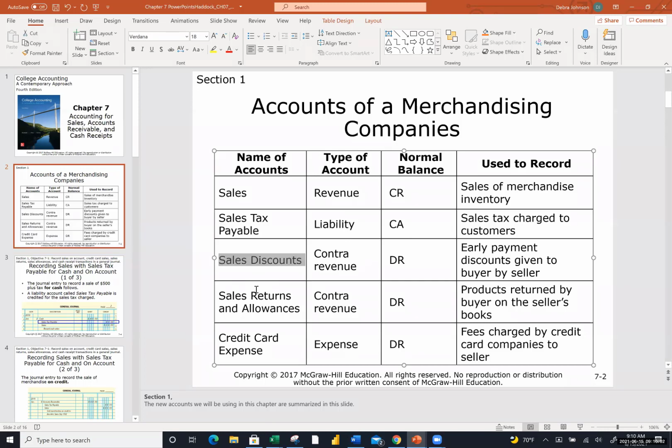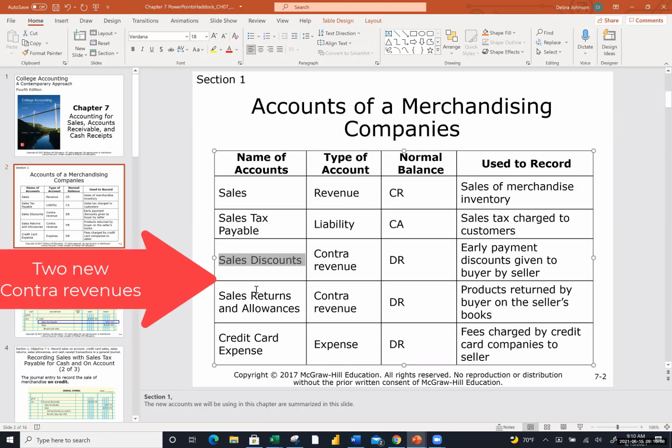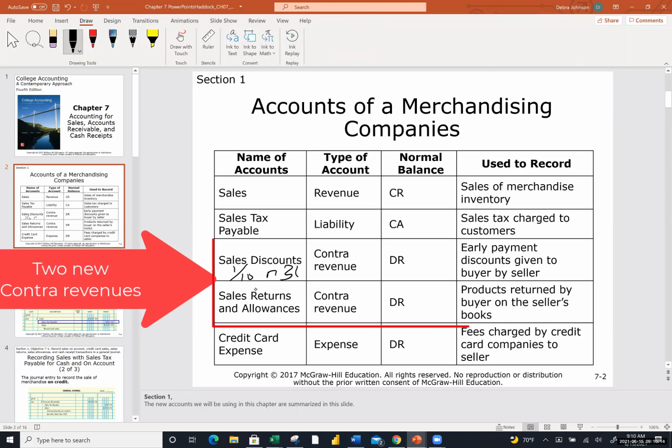We also learned about a new account called sales discounts. We're going to see that used today. Sales discounts, again, from the last lecture, are notated with these funky looking fractions. For example, I'm writing one on the screen right now. So 1/10 net 30 means that this company is offering a prompt payment discount of 1% if you pay your bill early, within 10 days. Otherwise, if you don't want to take advantage of that 1% discount, then the whole thing's due in 30. So if a company can pay its bill early, this is the account that's used to record that 1% discount.